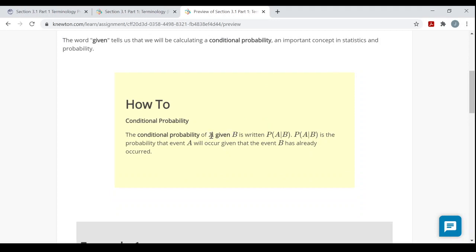So the conditional probability of A given B is the probability of A occurring given that B has already occurred. It's the probability that A occurs if B already occurs. If B occurs, then what's the probability of A occurring? All the same thing. It is written this way: the probability of A with a little bar in between them and then B after. This is the probability of event A occurring given that event B has already occurred.